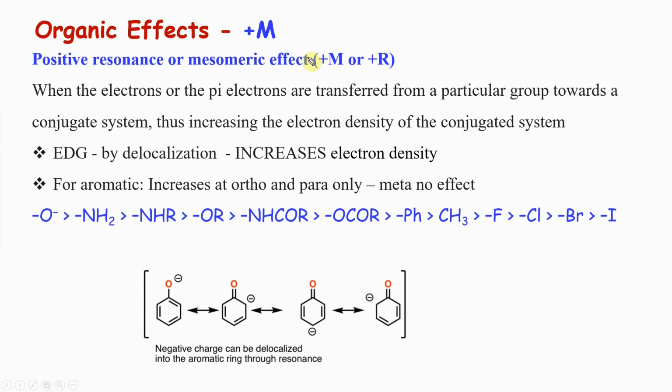Just like our inductive effect, there are two types of mesomeric effect. Just like plus I, minus I, here instead of plus I we have plus M or plus R, and instead of minus I we have minus M and minus R. Now plus I was given by electron donating group. Here also the same. The electrons or the pi electrons are transferred from one particular group to the conjugated system. That is the only difference. There it was through the bond, covalent bond. So we have this, it was through the bond, correct?